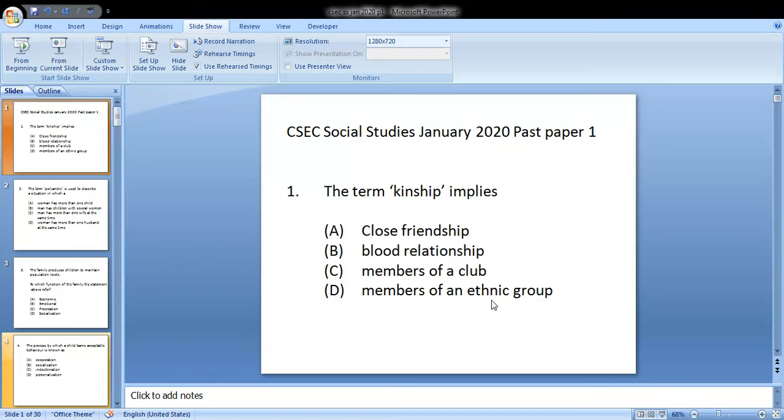So let us get right into it. The first question says, the term kinship implies A, close relationship, B, blood relationship, C, members of a club, D, members of an ethnic group. We know the term kinship implies blood relationship. So our answer would be B.